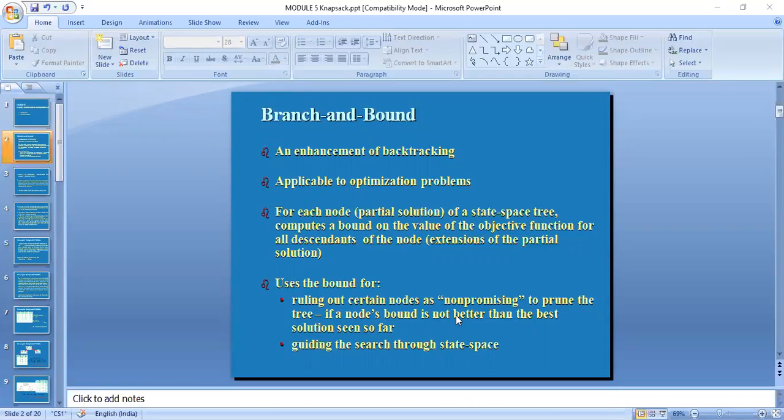Okay, now we will start on with the next example of the branch and bound. As I told you in the previous class, branch and bound is the enhancement of backtracking. It is applicable to optimization.